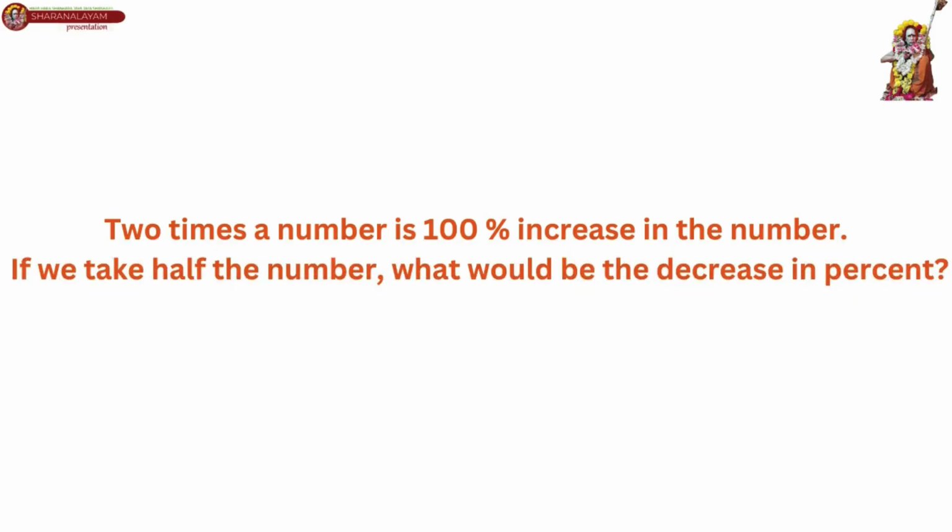Now, one of the basic questions is: 2 times a number is 100% increase in the number. If we take half the number, what would be the decrease in percent? So, logically speaking, the decrease in percent will be 50% because it's half the number.